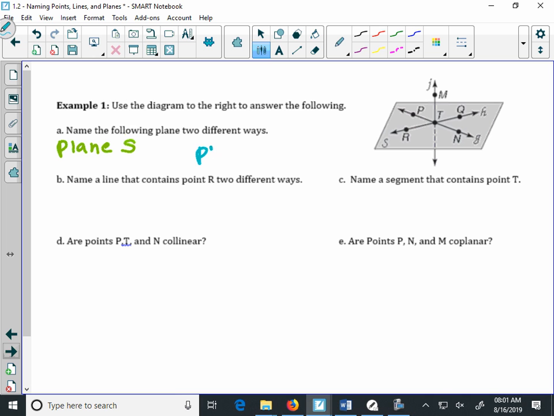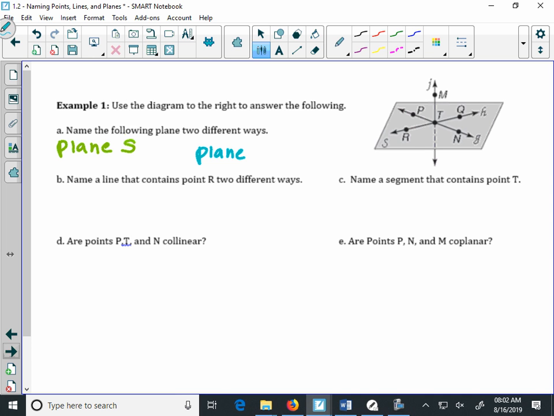You can say plane what? You said N? Okay. N, Q, what? Is M in that shaded region? Is M on that plane? It has to be inside that shaded region, inside that plane. M is floating up above it. It's not in the shaded region, so M is not in that plane.